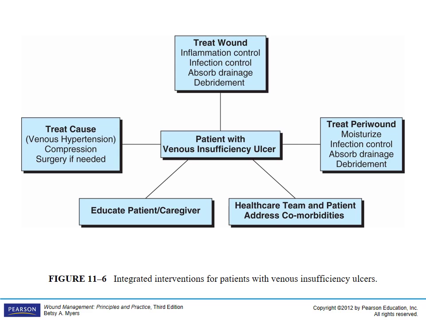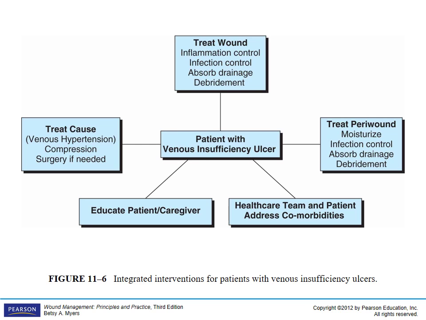So you have a patient with a venous insufficiency ulcer. You want to treat the wound. If we go immediately up, you want to control inflammation and infection. You want to absorb the drainage, and you want to debride any necrotic tissue that's there. If we go to the left, you want to treat the cause. Venous hypertension is generally the cause, and the treatment for that is compression. There can be a surgical intervention if the veins are so bad that they need that, but nine times out of ten you're going to use compression. Then if we go down to the bottom, you want to always make sure you educate the patient and the caregiver about what they're doing, how the wound started, and what it's going to take to heal it.